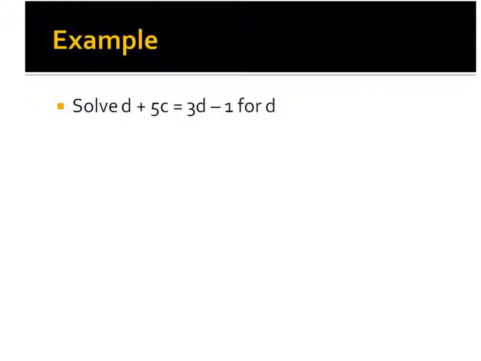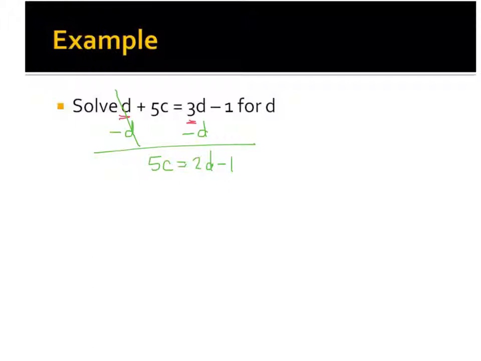Alright, d plus 5c equals 3d minus 1. We're going to solve for d. Well, notice though we got d's on both sides, so our first step needs to be put d's on the same side. I would suggest you subtract d, because that's going to give me a positive d. So d minus d is 0. 5c equals 2d minus 1.